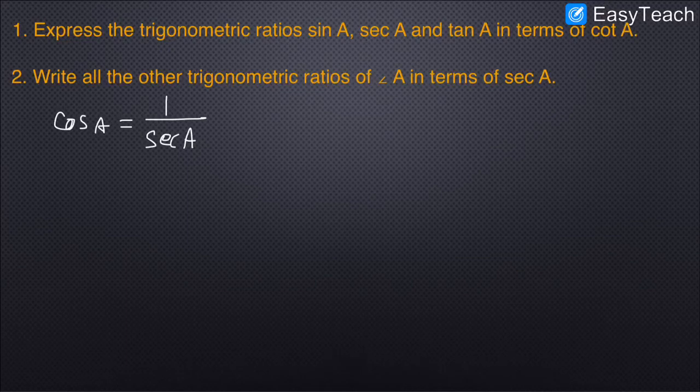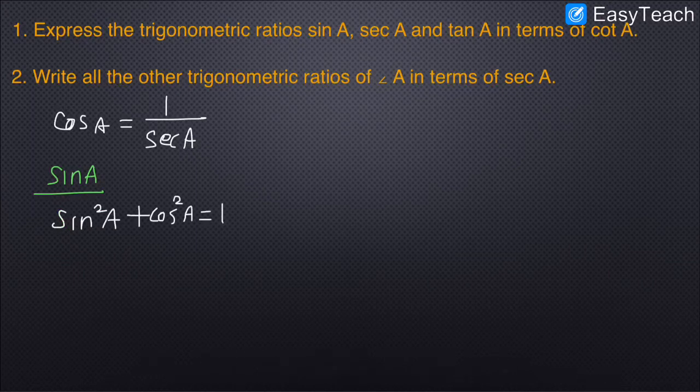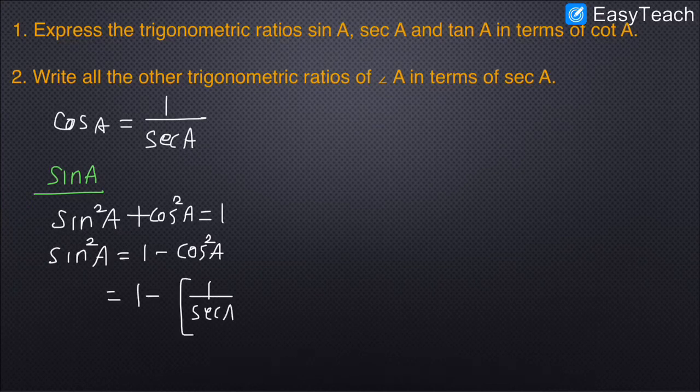Next let's try to find sin A. To find sin A, I choose the identity sin square A plus cos square A equals 1. I am going to keep sin square A on the same side and bring the other to the other side. So 1 minus cos square A. Here let's substitute cos A. For cos A I am going to substitute 1 by secant A. So 1 minus 1 by secant A, the whole square.